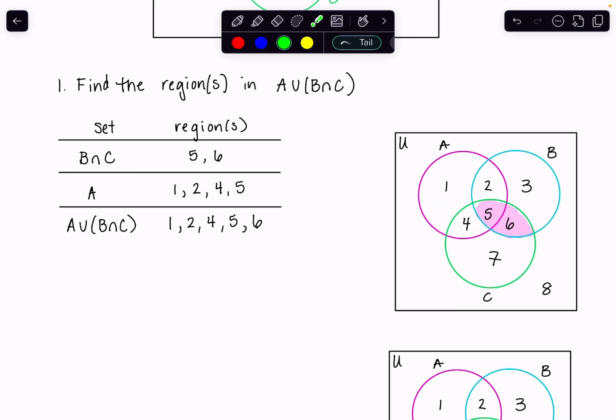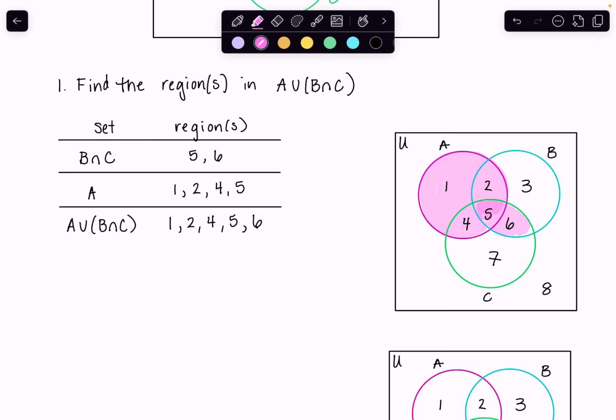But again, you can do this just directly from the picture. You don't need to make this chart. So again, I start with B intersects C. That's right here. I'm going to union it with A. So if I shade in A set, that would be this region here.